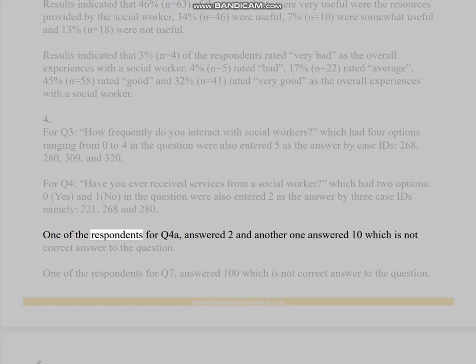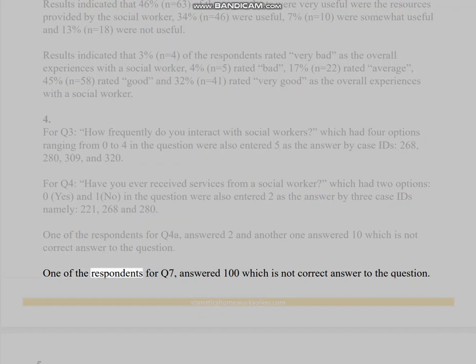One of the respondents for Q4A answered 2 and another one answered 10, which is not a correct answer to the question. One of the respondents for Q7 answered 100, which is not a correct answer to the question.